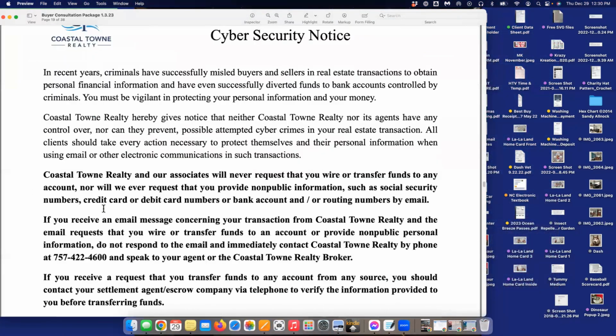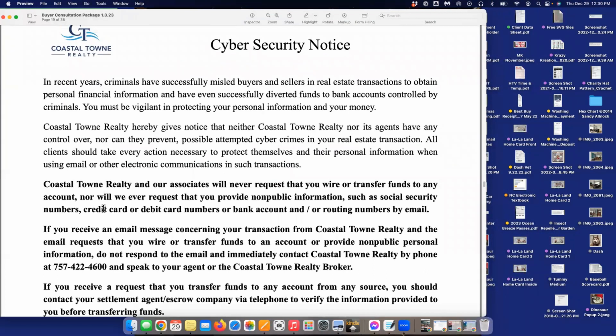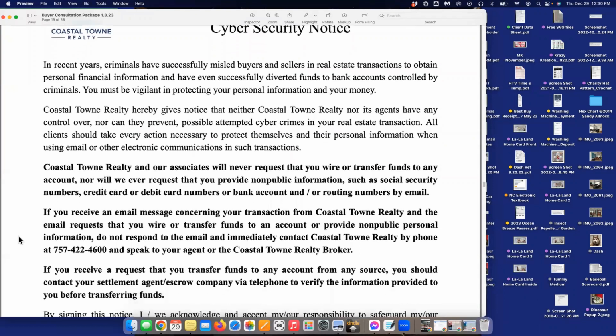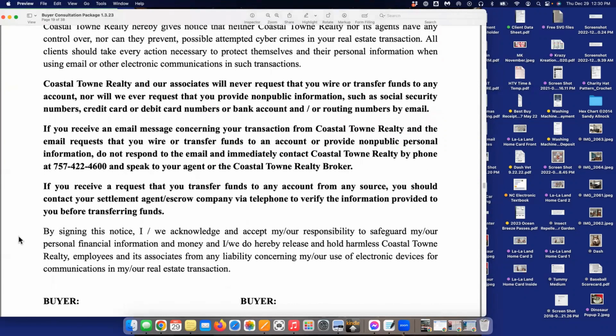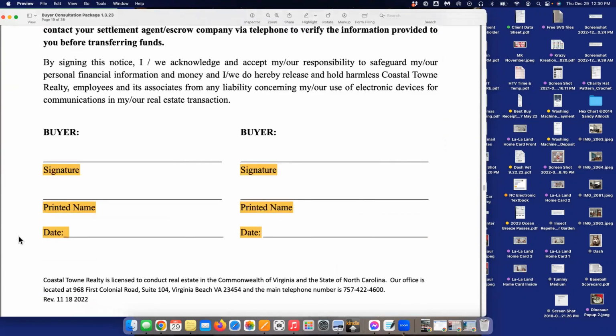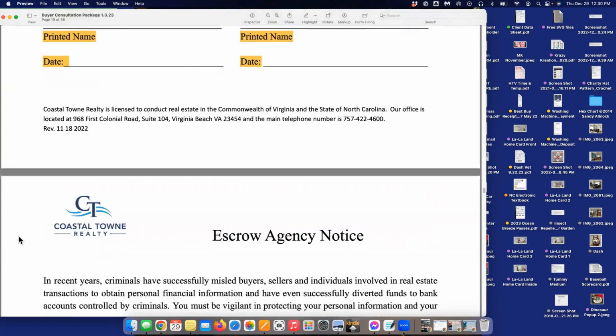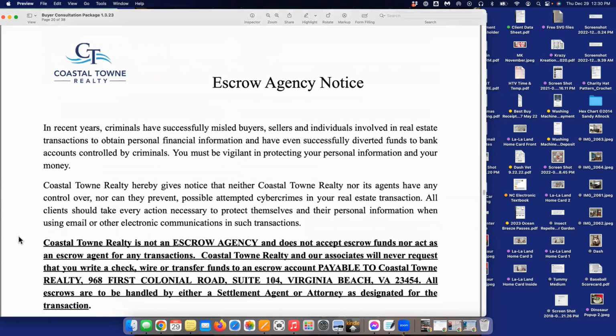Then we have our office cybersecurity notice, notifying the buyer of all of the cyber issues that can happen, and to definitely be vigilant with their money. Have them sign and date. Then we have our escrow agency notice.